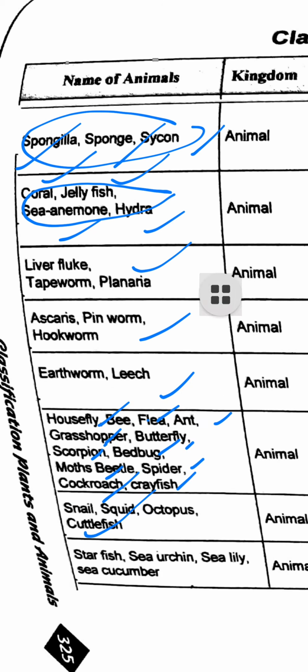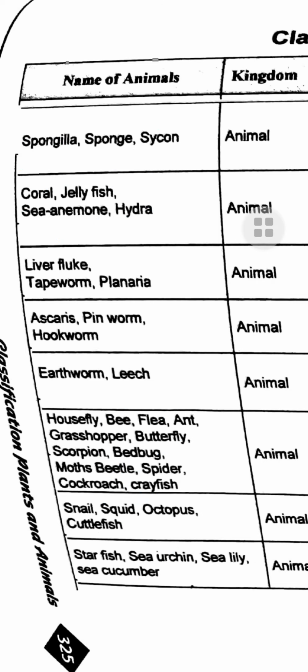Snail, squid, octopus, cuttlefish belong to Mollusca. Starfish, sea urchin, sea lily, sea cucumber, they belong to Echinodermata.